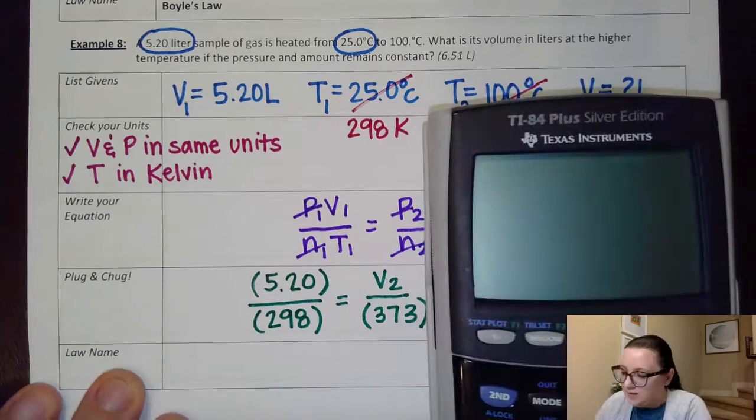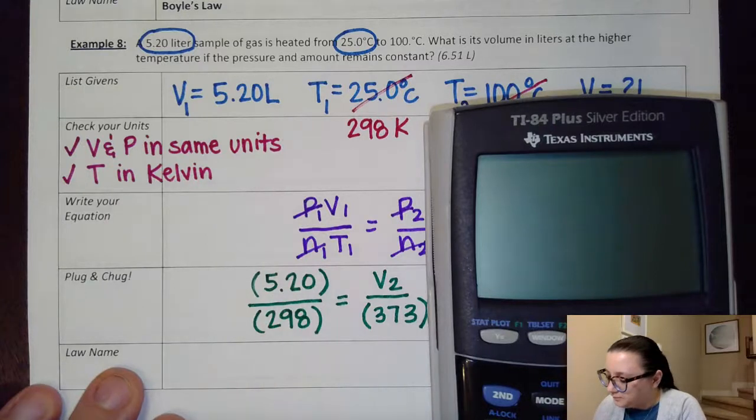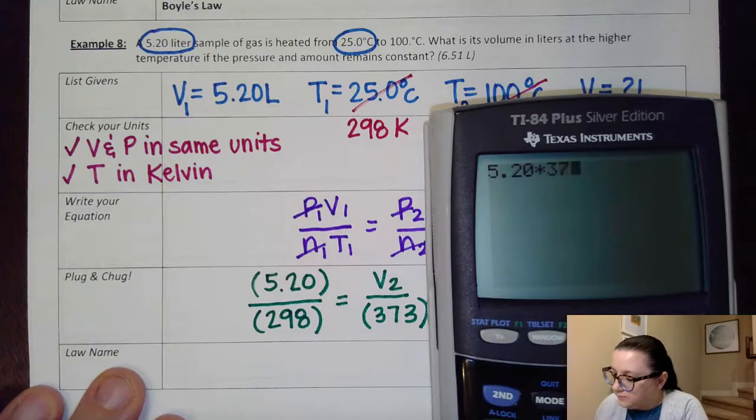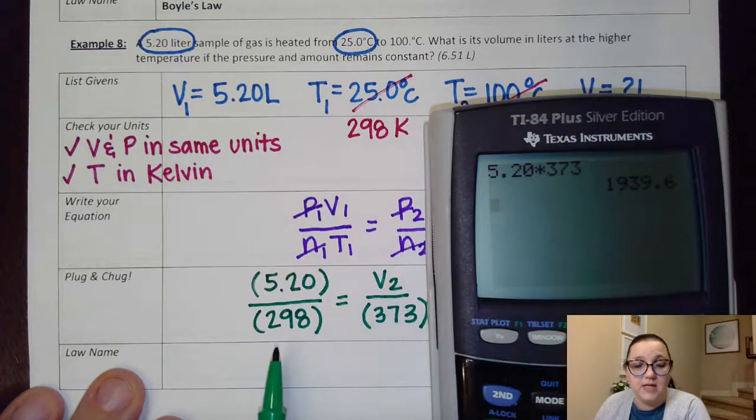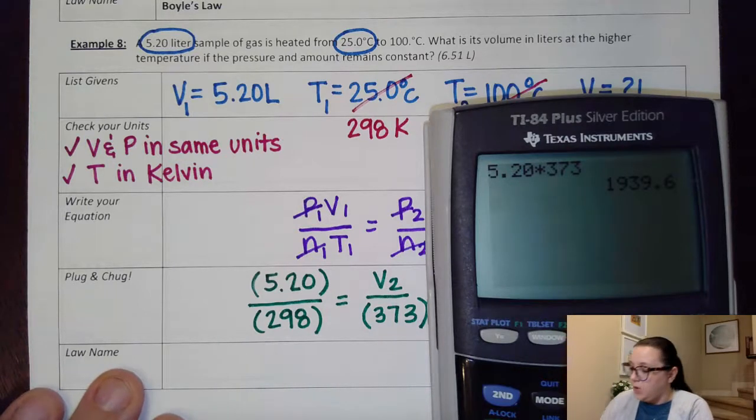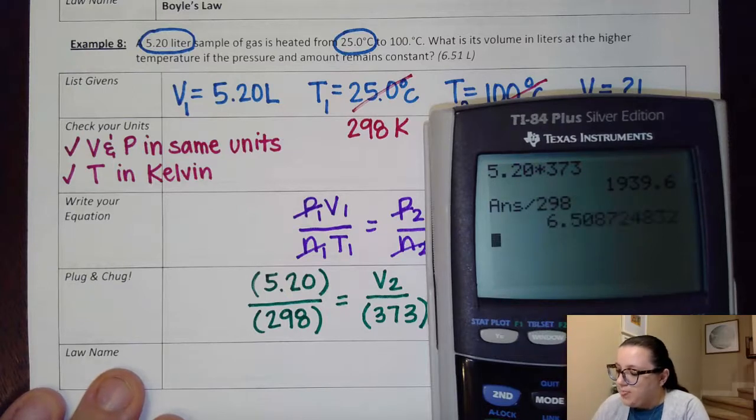So what I'm going to do is cross multiply here. I would have my 5.20 times my 373. That would equal V2 times the 298. So then to bring the 298 over, I would divide by it. And that gets me 6.5087, and so on.